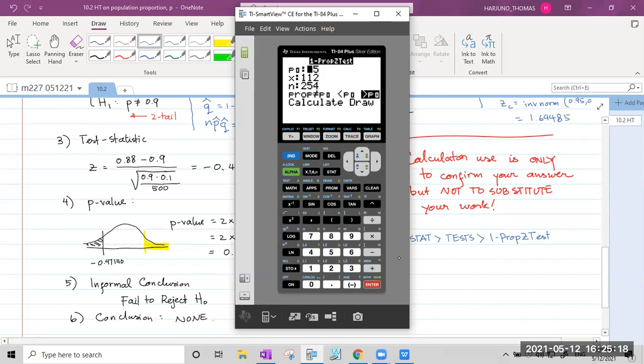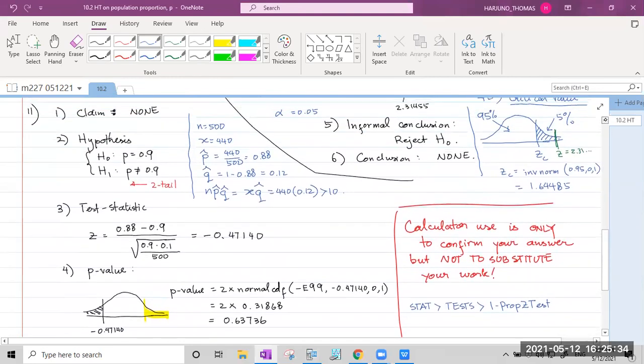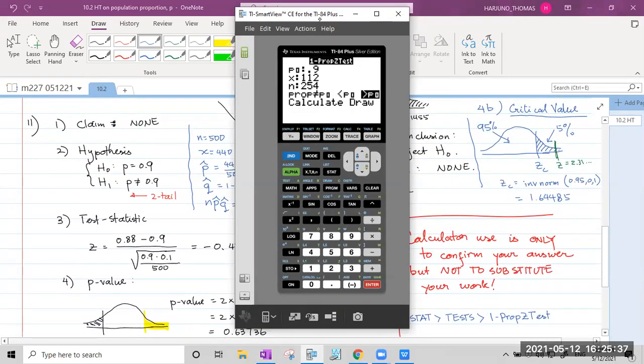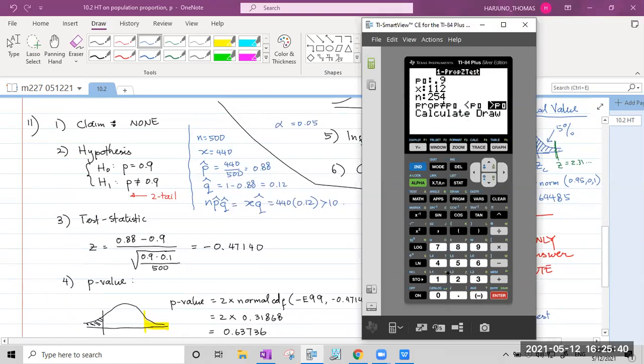Then they will ask you what is the p naught. The p naught here is whatever you see in the null hypothesis. In this case, it is 0.9. Let me see again. This is the information here. The x is 440, that's the number of successes. n is 500, that's the sample size. And you want to check against not equal, which is from your alternate hypothesis. And then calculate.